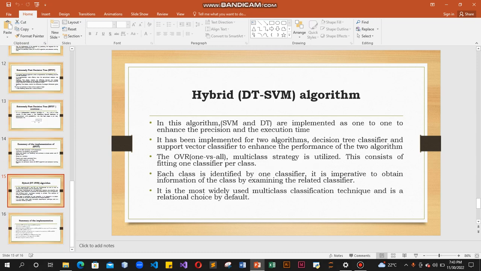We went to the hybrid DT-SVM algorithm. It is a combination of decision tree and SVM. Earlier we saw how the DT works and how SVM works. This is just a combination of the two, but this time we are going to bring in the OVR, or one versus all. A multi-class strategy is utilized here, and it consists of fitting one classifier per class. Each class is identified by one classifier. It is imperative to obtain information of the class by examining a related classifier.